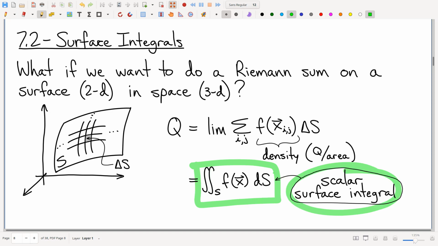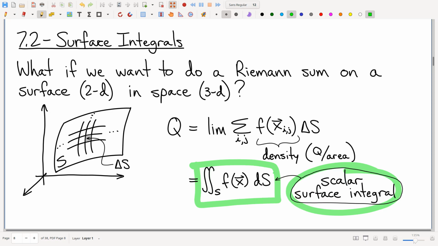Lots of things you can compute with a scalar surface integral. We've already kind of done one. We have computed a surface area. The whole is the sum of the parts, right? All of the area, that's the sum of all the little pieces of area. You get a little piece of area by multiplying delta S by 1. Double integral of 1 computes surface areas. That was the example we did on the previous page.